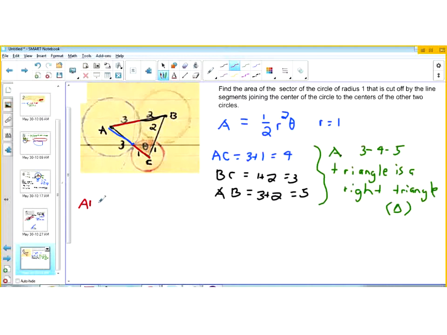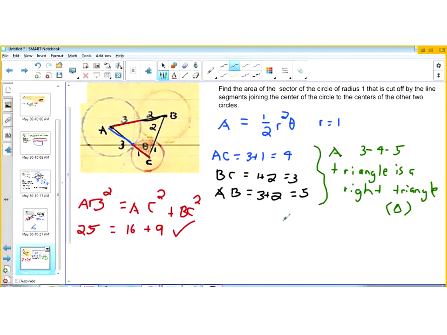You recall the Pythagorean theorem: AB squared is equal to AC squared plus BC squared. Okay, and so we have AB squared is 25, which is equal to AC squared, which is 16, plus BC squared, which is 9. So check. It's a right triangle, it satisfies the Pythagorean theorem.